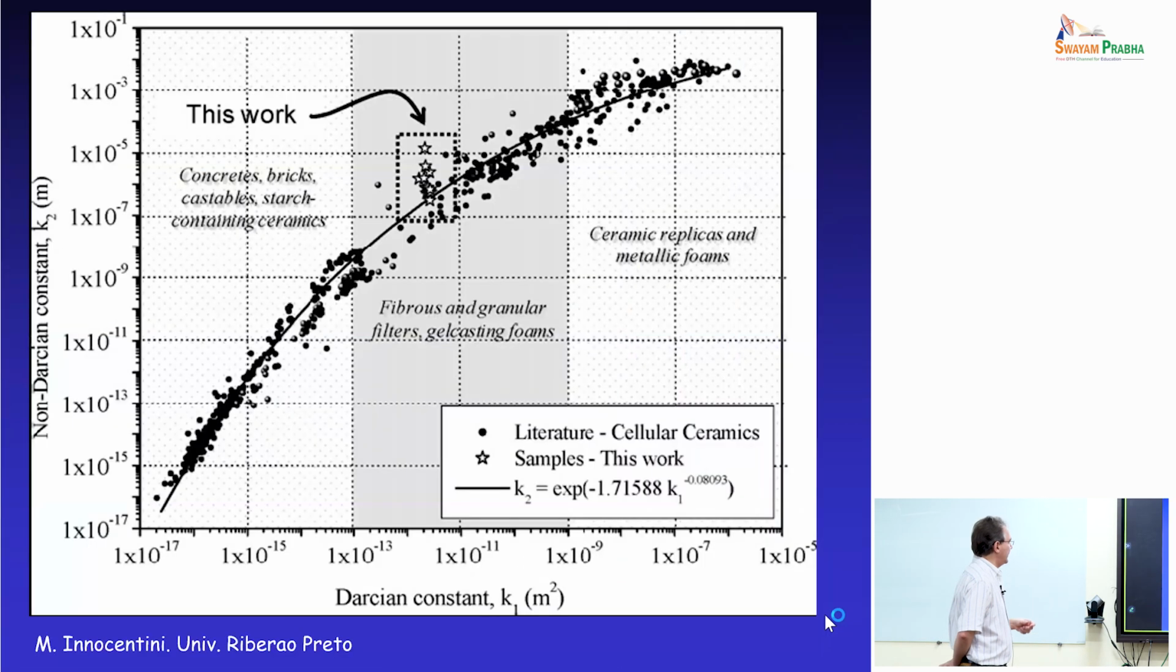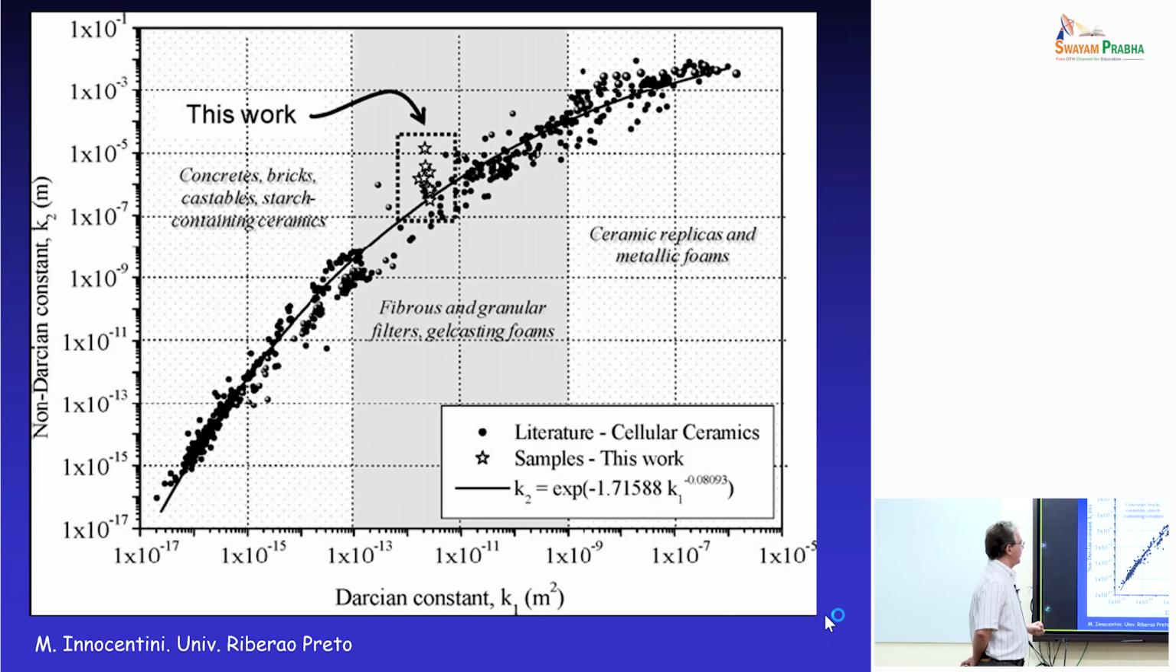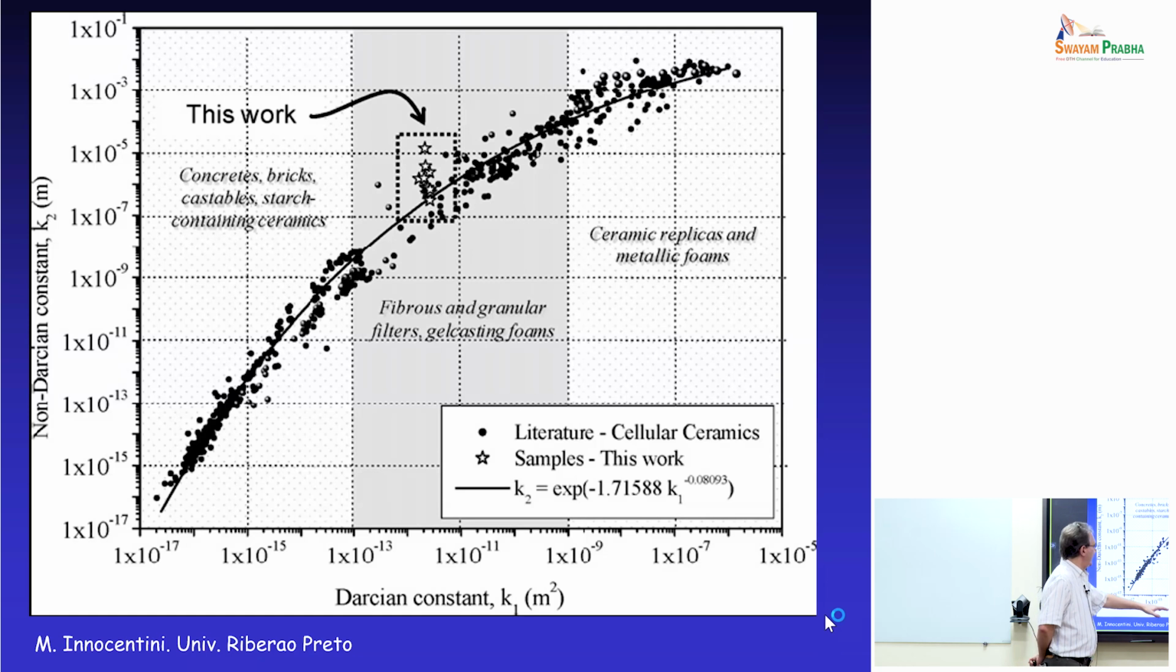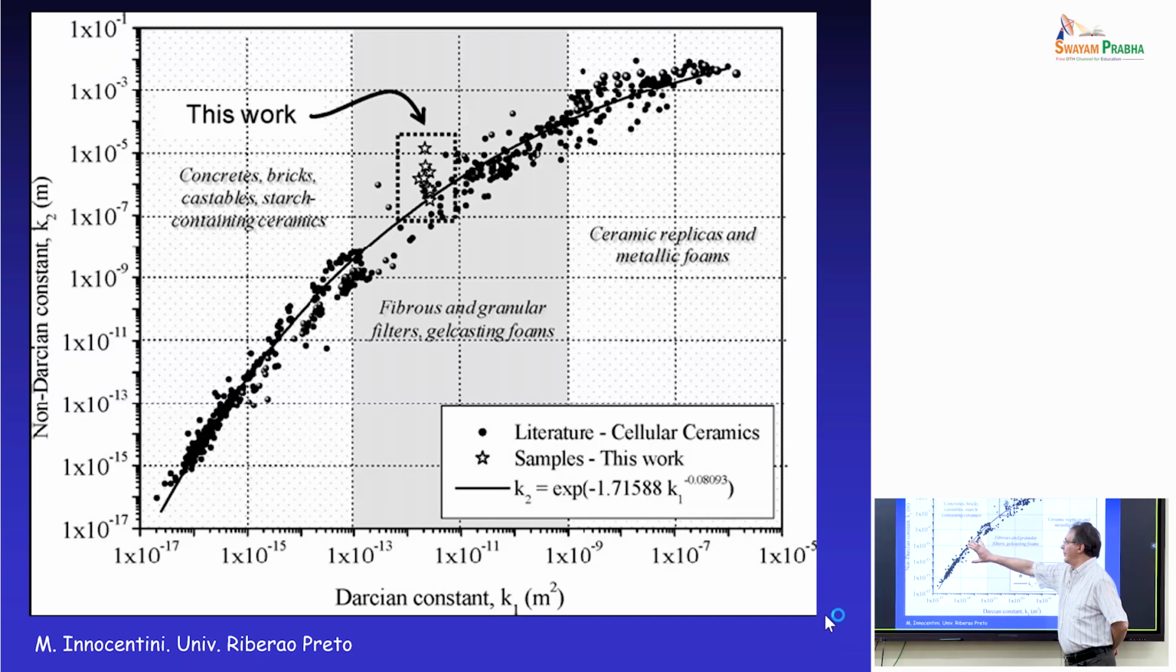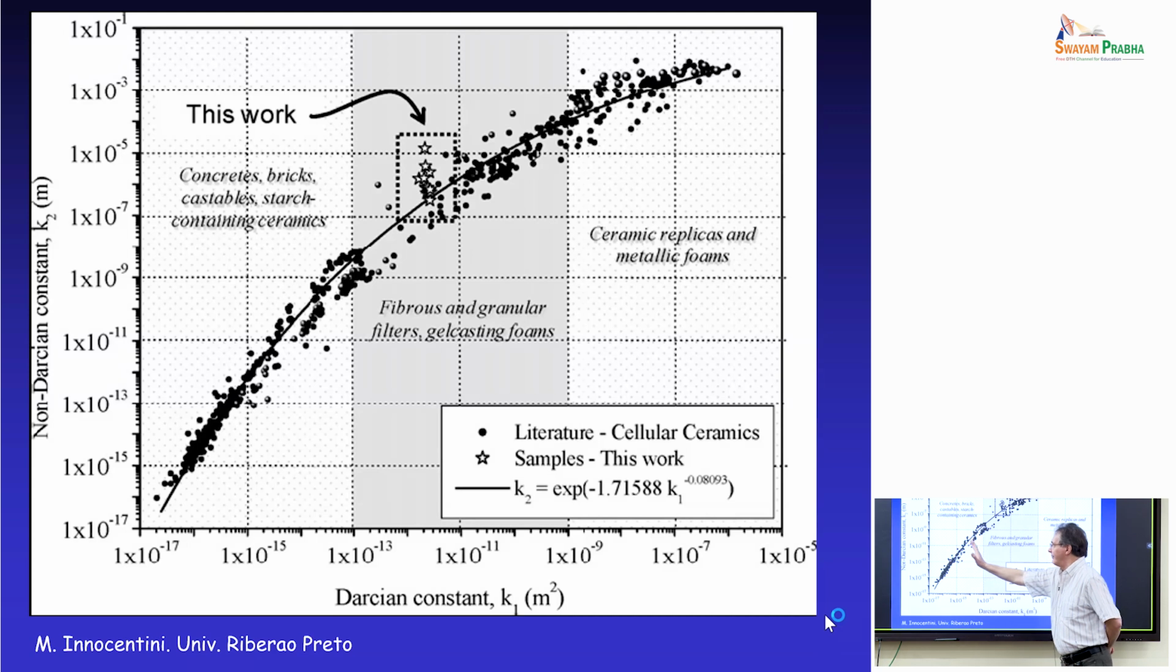I just wanted to show this. There is a researcher in Brazil who is an expert in permeability of cellular materials, not just ceramics. And he compiled a large set of experimental data coming from a wide range of researchers. And you can see that the Darcian constant and the non-Darcian constant are interrelated. And the interesting thing about this approach is that if you have low permeability materials, then they sit in this range of values.